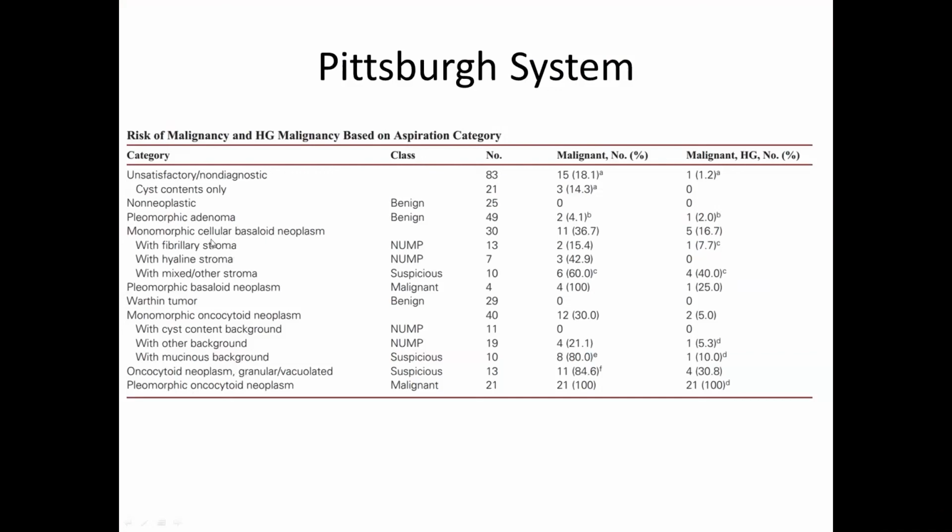So in the basaloid pattern, you can, based on this work, recognize that tumors with hyaline stroma are more likely to be malignant than those with fibrillary stroma. And for the oncocytoid pattern, the ones with mucinous background tend to be more likely to be malignant than the ones with other cyst background or no cyst background. So a novel approach, very interesting. There are about 15 categories here, so how applicable and reproducible it would be in routine practice, I'm not quite sure.